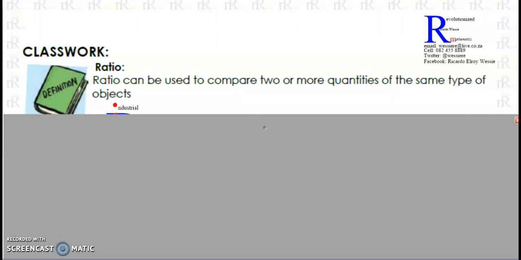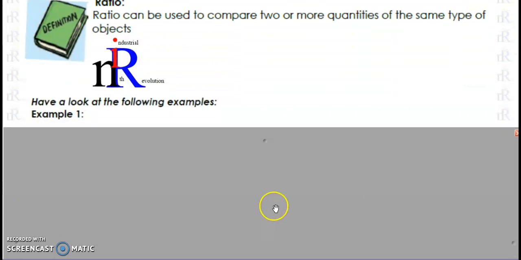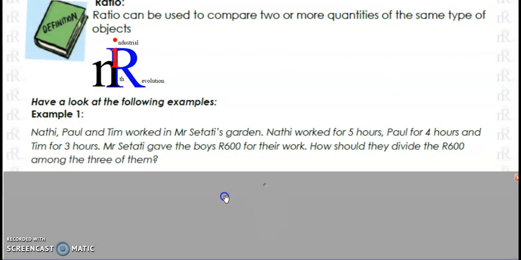Firstly, let's look at the definition for ratio. Ratio can be used to compare two or more quantities of the same type of object. Let's look at our first example.